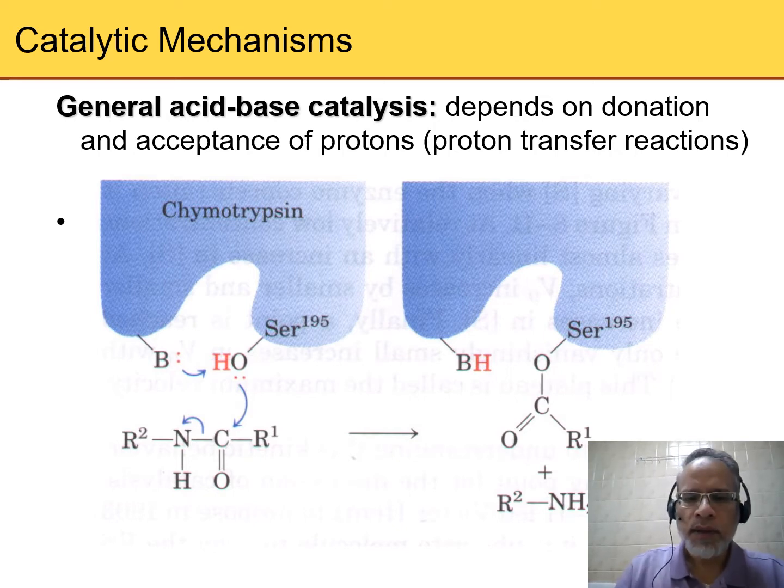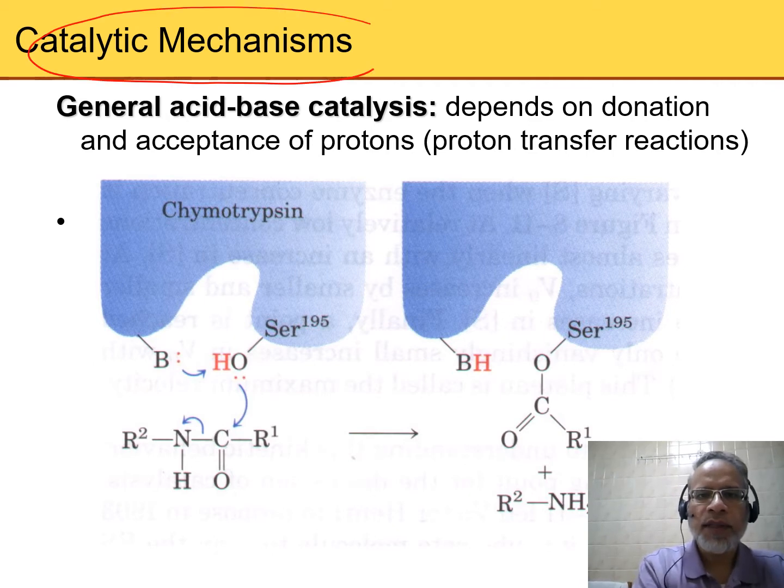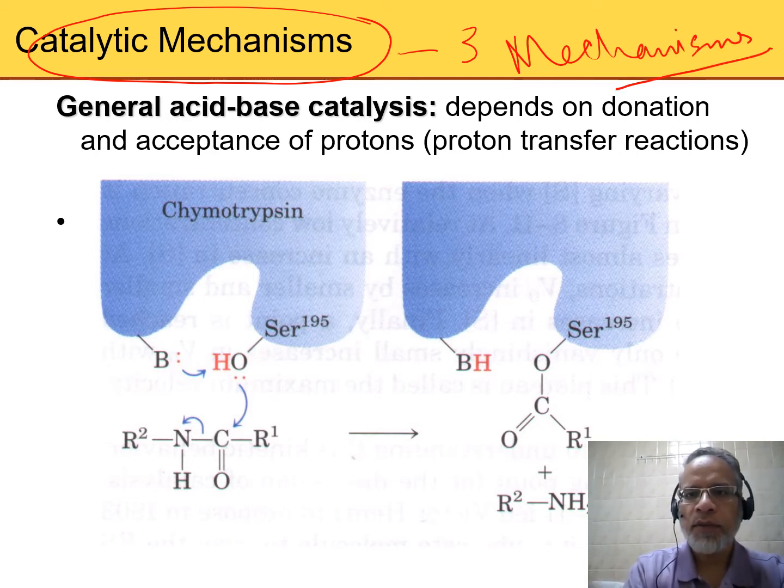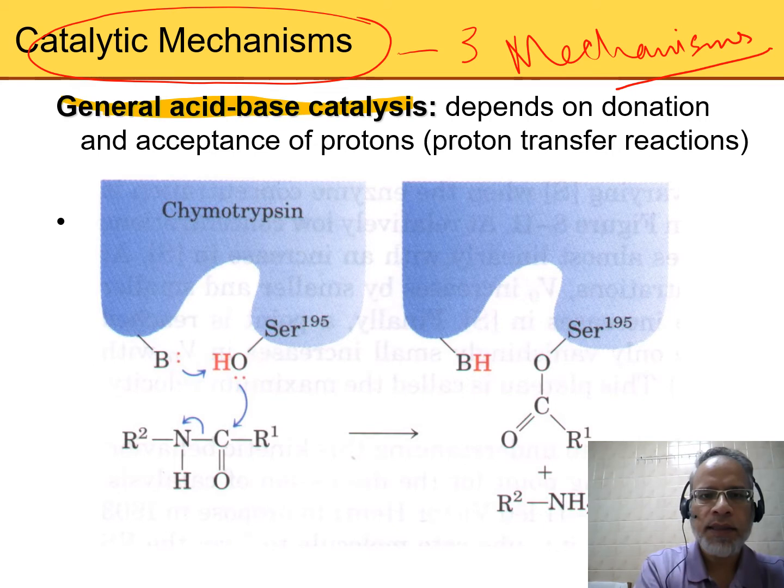So when we talk about the catalytic mechanism of how enzymes do what they do, we find that they actually use two or three different mechanisms, right? They basically use three mechanisms, and actually they use more than three, but we'll talk about three. The first one we'll talk about is what's called general acid-base catalysis, right?